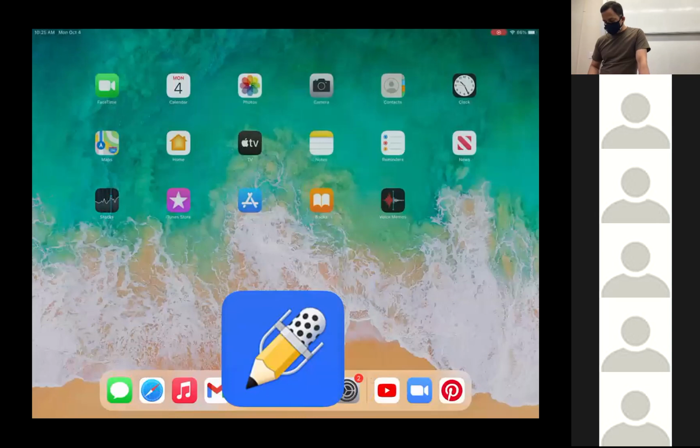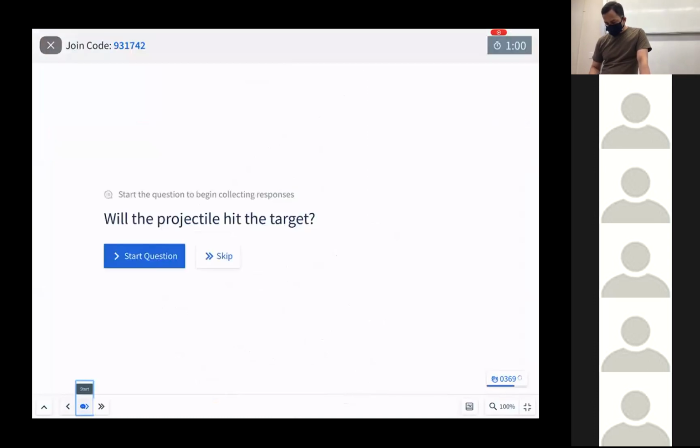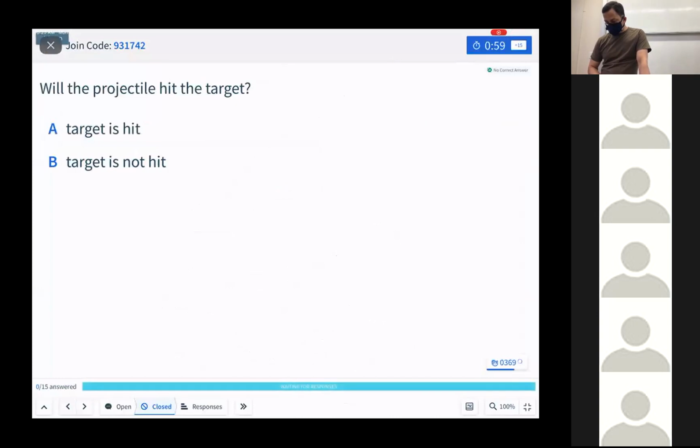So let me just do a quick top hat again. What do you guys think?